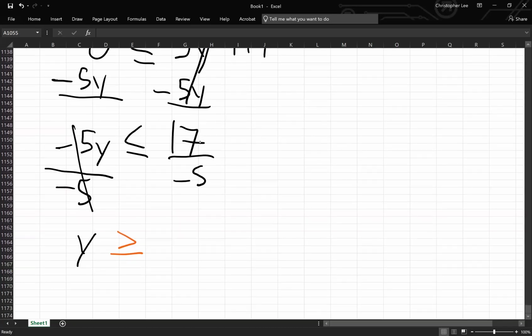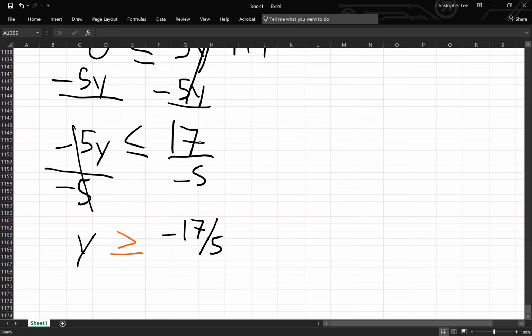Got you. So then this is just going to be negative 17 over 5. It doesn't matter where you put the negative, whether you put it in the bottom, the top, or next to it, whatever. It means the same thing, right? This graph is not so bad, right?